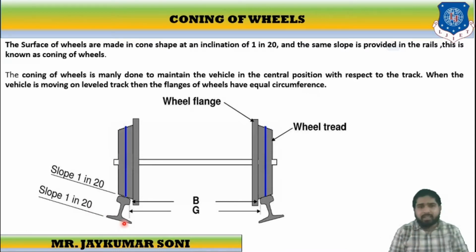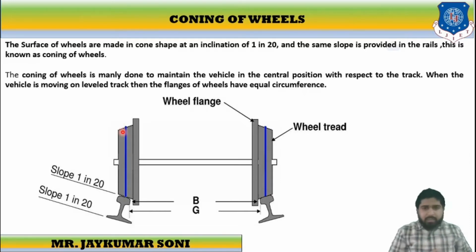So why is this thing kept? Let me tell you that the surface of the wheels are made in cone shape. You can observe that if you extend these lines, it will be like this. So these are made in the cone shape and these are at the inclination of 1 in 20. And the same slope we have provided in the rails also. So this thing is called coning of wheels. It is mainly done to maintain the vehicle in the central position with respect to the track.